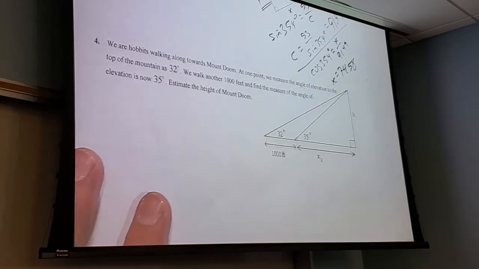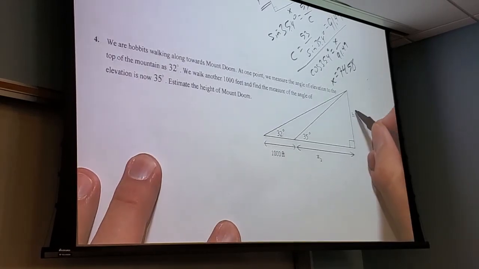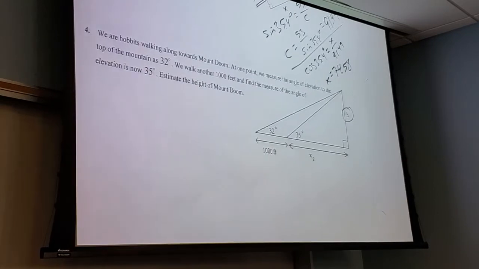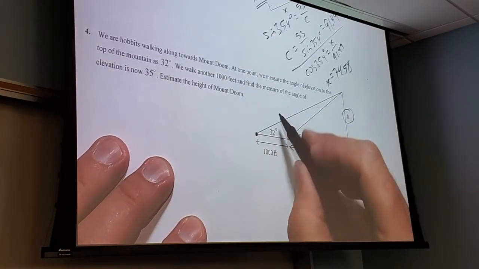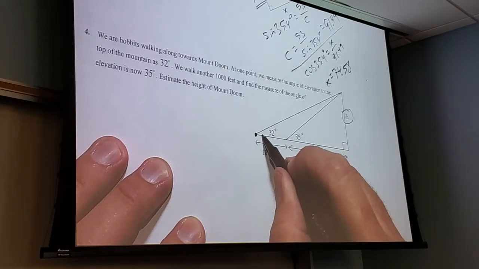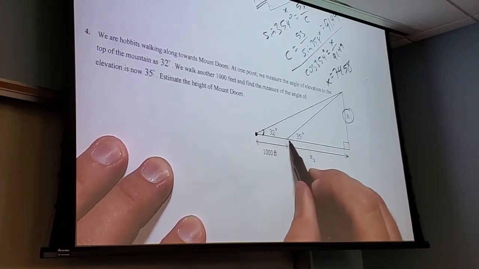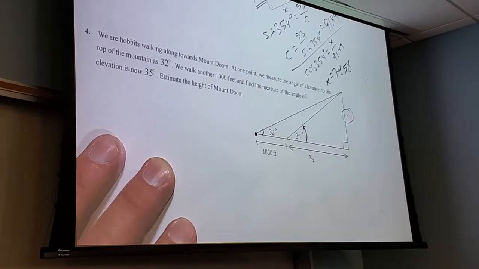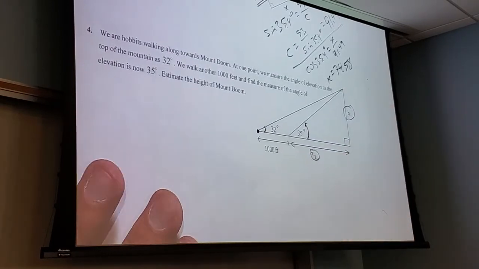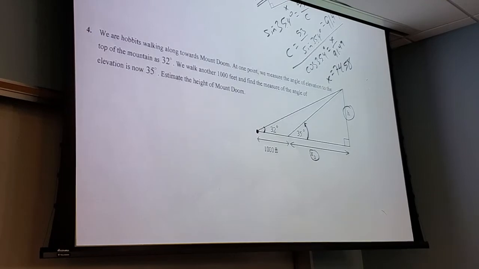Okay. We want to eventually know this. What I know is we were here, and I saw this angle that I'd look up through, and then we walked 1,000 feet closer, and then we had to look at this angle to see the top of it. I have no idea how far away from Mount Doom we are at that point. Are you guys understanding? This is kind of cool.